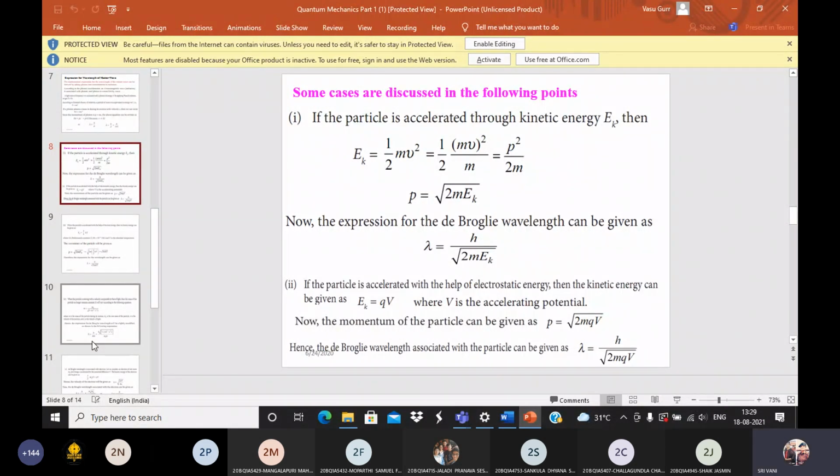So here we have three quantities: h, m and EK. Units for that: h is joule second, mass is kilograms, and kinetic energy I have given in joules. Conversion from electron volt to joules. But in the denominator, you will get the value in the form of a square root.